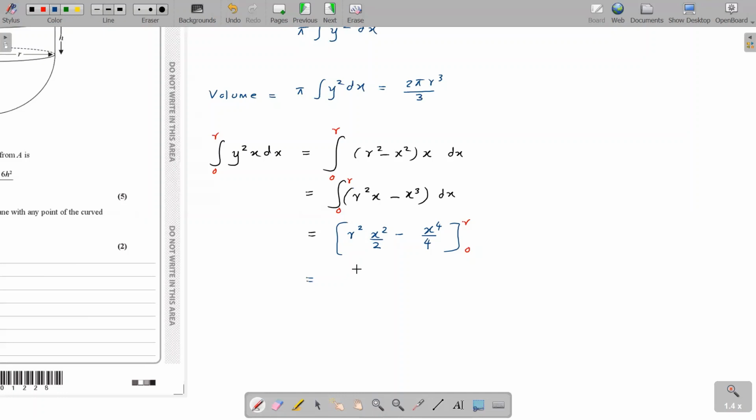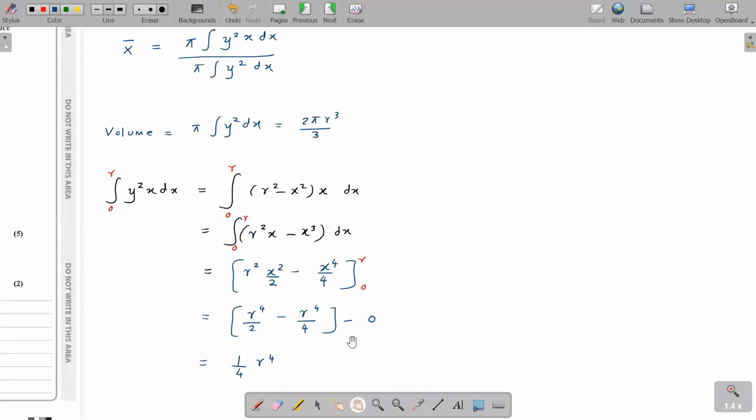So first input the value of x as r, and you get r to the power 4 over 2 minus r to the power 4 over 4. Minus the next one, where you replace x with 0. What happens when you replace x with 0? Everything becomes 0. Can I know how much is r to the power 4 over 2 minus r to the power 4 over 4? R to the power 4 is common. It's a half minus 1 over 4. How much is half minus 1 over 4? 1 over 4 r to the power 4. Is that correct? Okay, now substitute into the main equation.